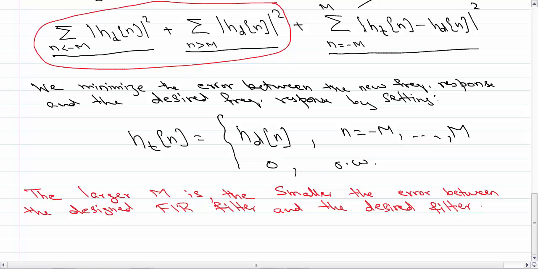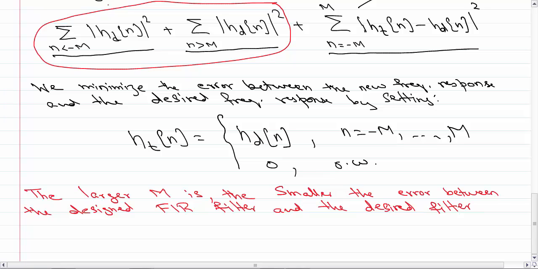Now, there is only one thing left in this discussion: my filter is not causal. All I did was take my filter and chop it off from before minus m and after m. So I get now an FIR filter, but my filter is not causal. How do I make it causal? Simply shift it by m.